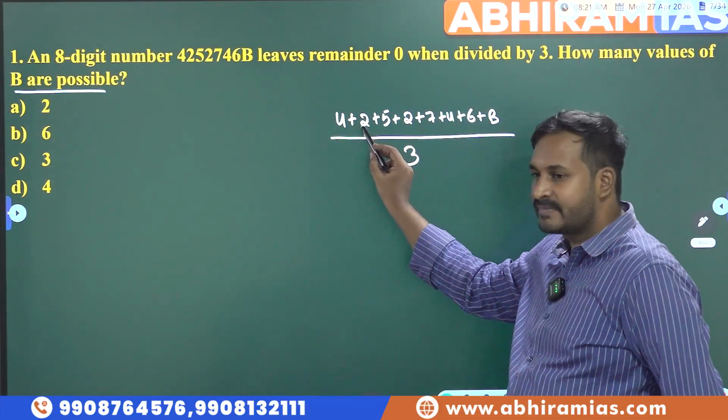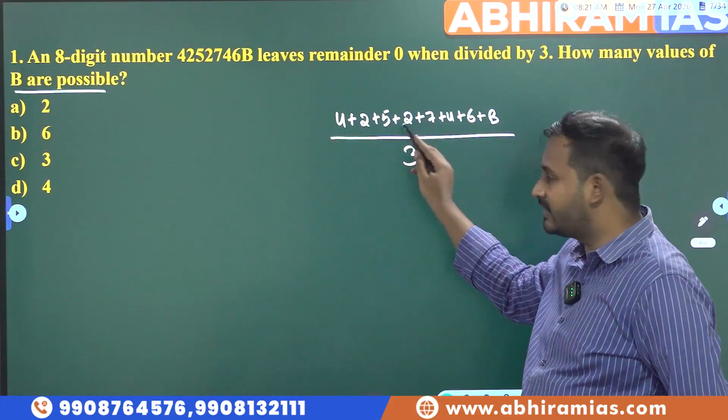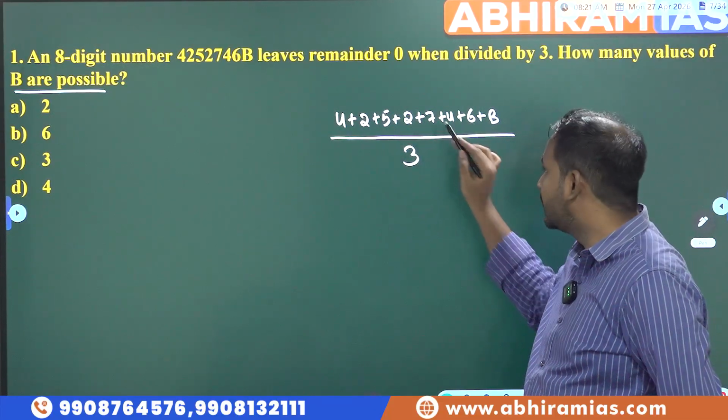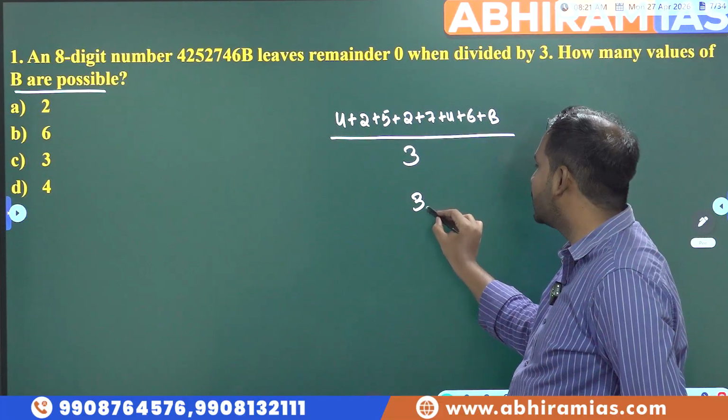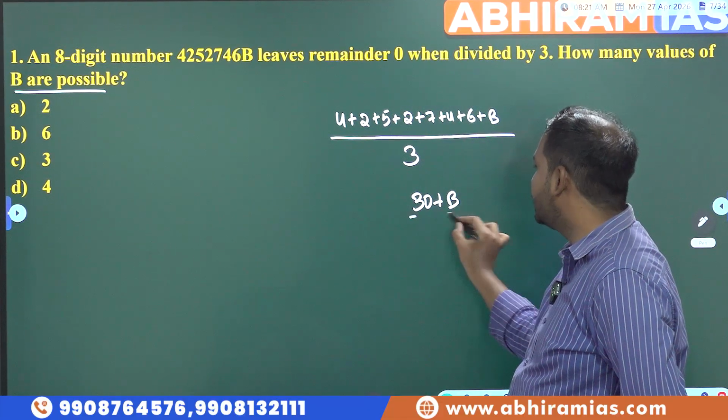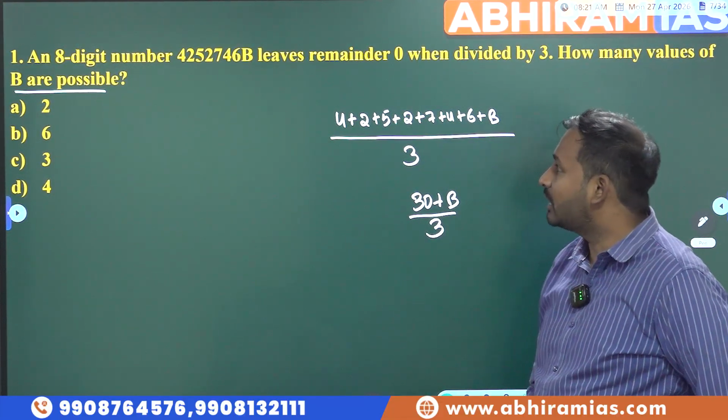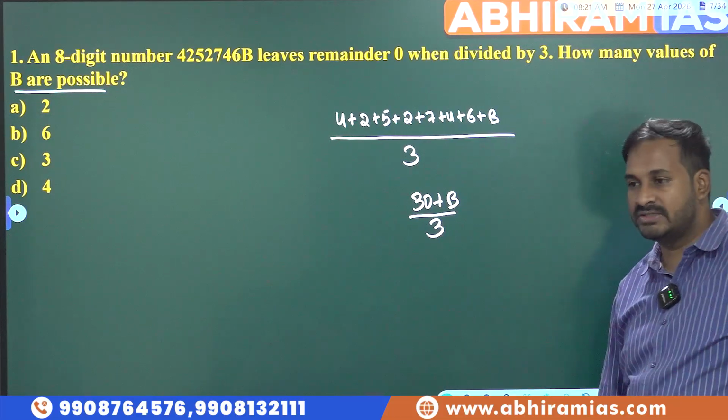4 plus 2, 6. 6 plus 5, 11. 11 plus 2, 13. 13 plus 7, 20. 24, 30. So finally what I came to know: 30 plus B should be divisible by 3. Now what are the values I can take for B, students?